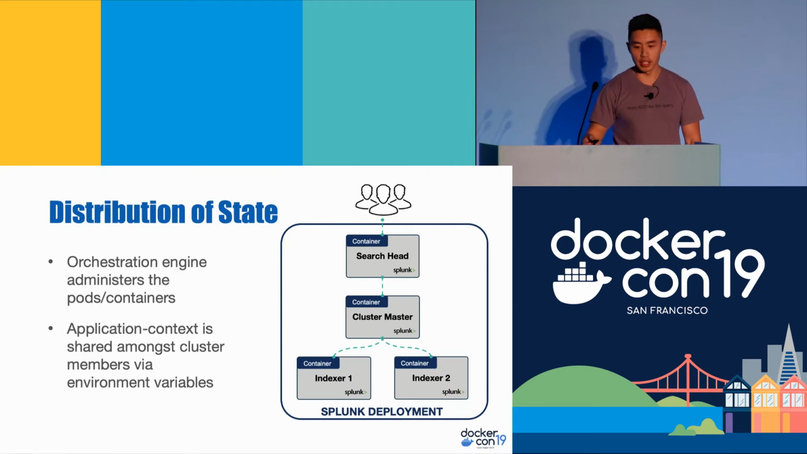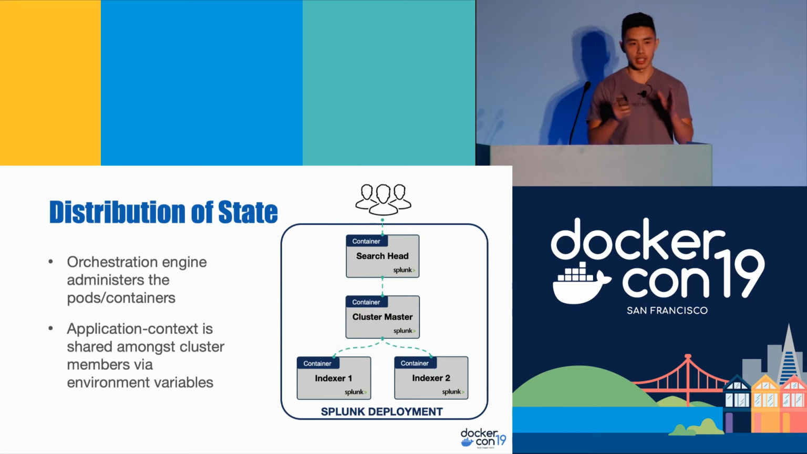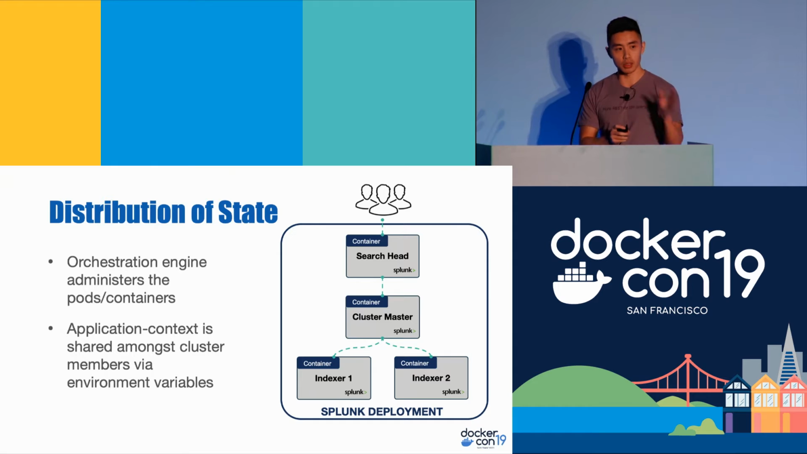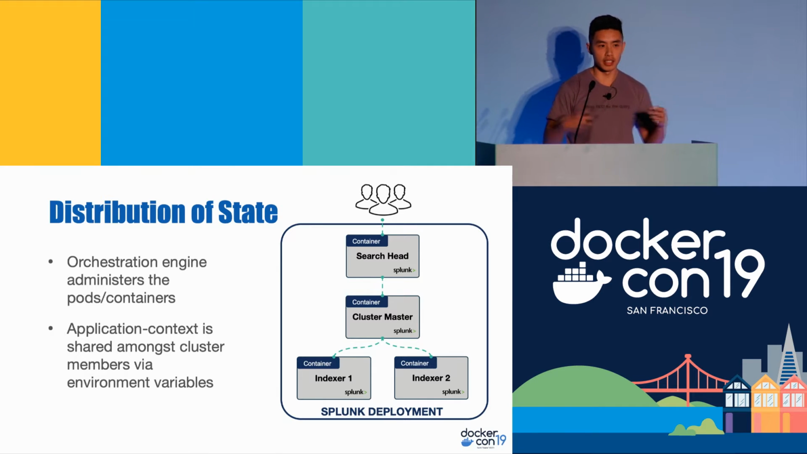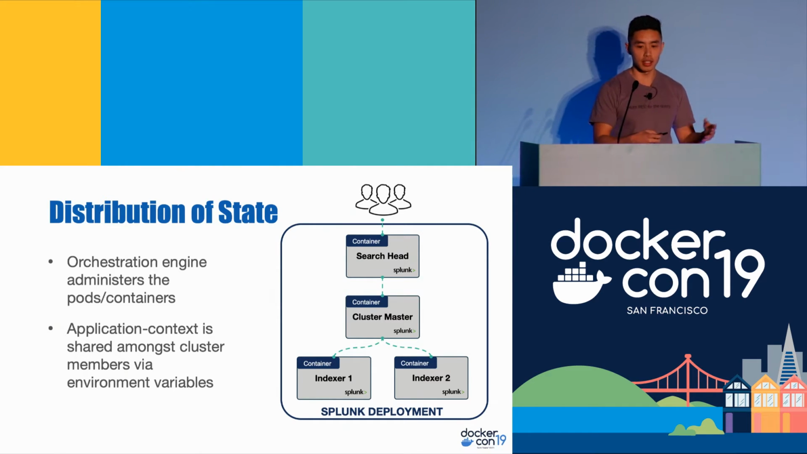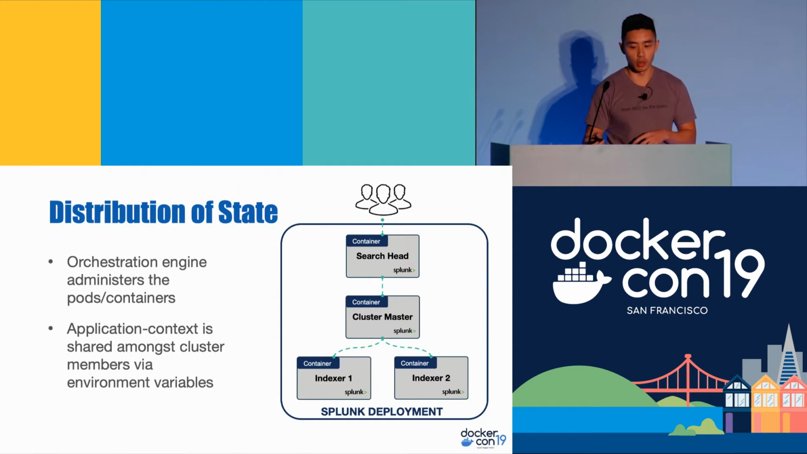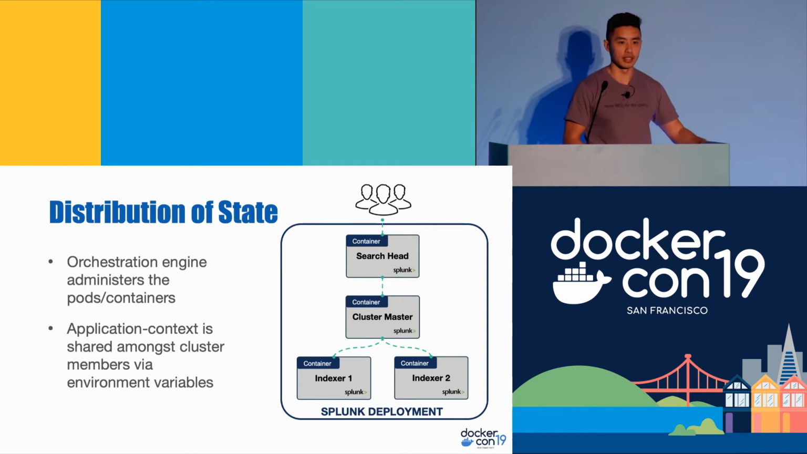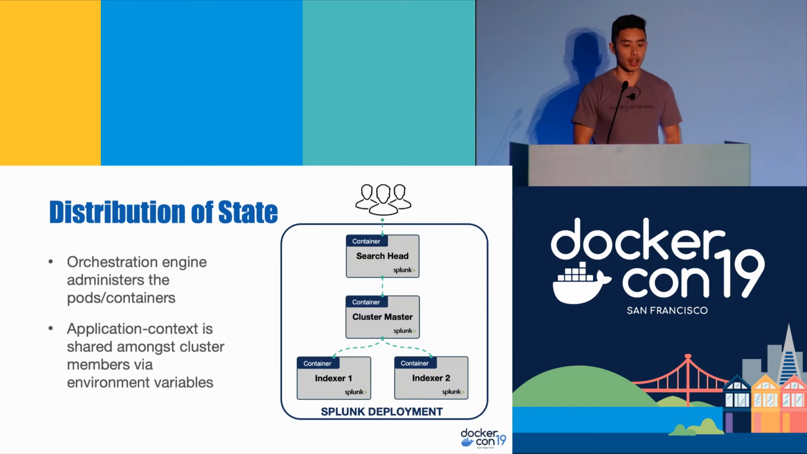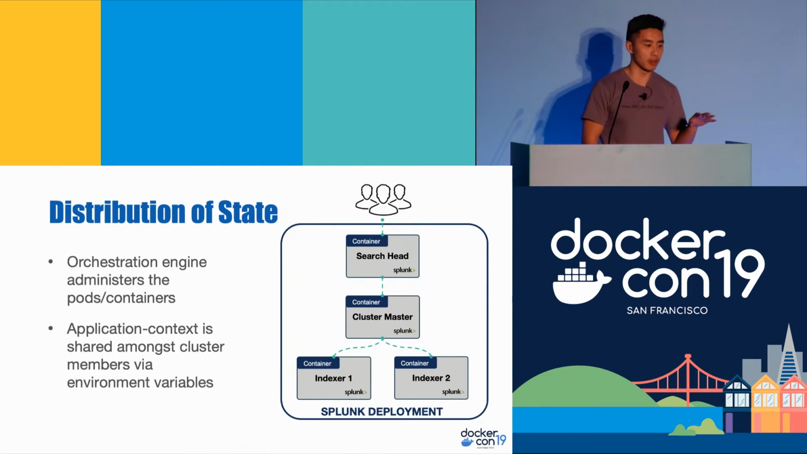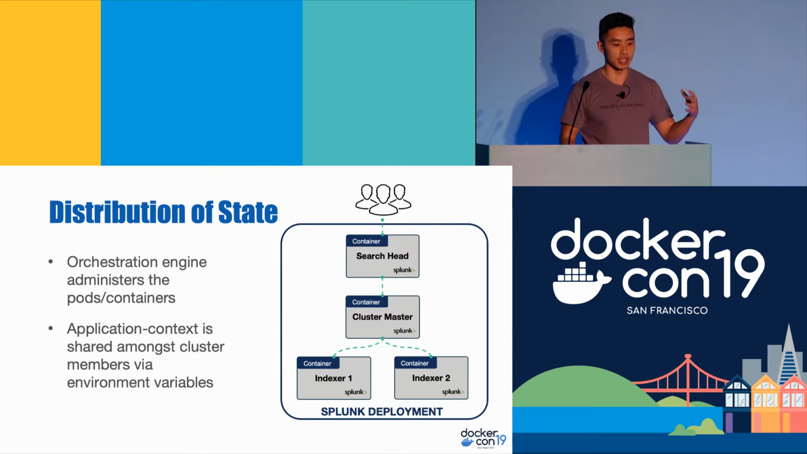The appropriation of state is a big one for us here as well. We really wanted to separate the concerns of what the container scheduler was responsible for, as well as what the application was responsible for. We felt that the scheduler's responsibility was just to bring up the inter-service coordination of all the containers and pods that run, whereas the application's responsibility was more for the intra-service bootstrapping and setup process. So on the orchestration engine side, all it should do is administer the pods and the containers or handle the networking. Meanwhile, the application context is actually shared amongst all the cluster members that are participating in this deployment. And we do this via environment variables.